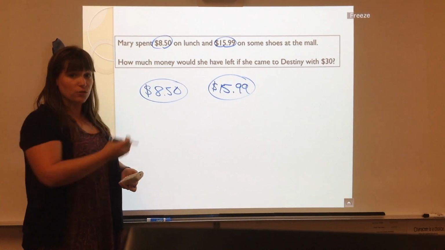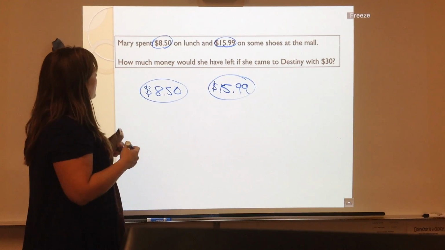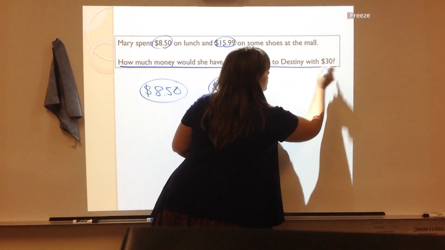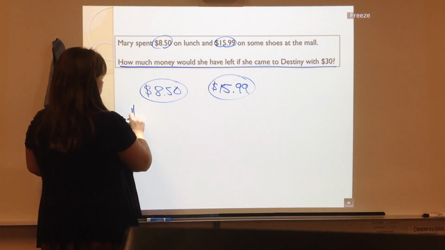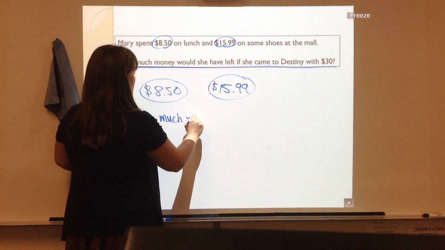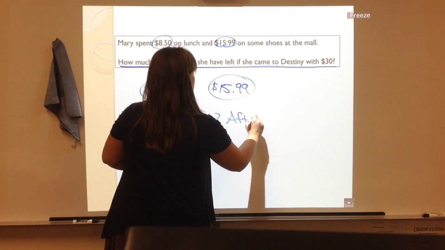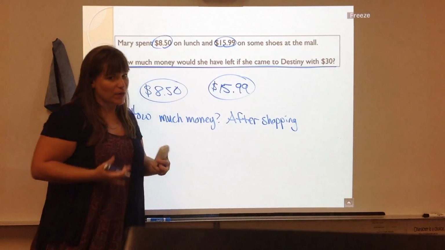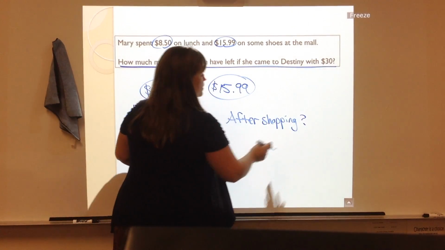If I really wanted to, I could write out the whole sentence. So I'm showing you both things. How much money would she have left if she came to Destiny with $30? So I would actually have to write that down. That is what I'm trying to find. How much money after shopping. Notice I summarize. I'm processing. What do I have to do? So it's your notes.